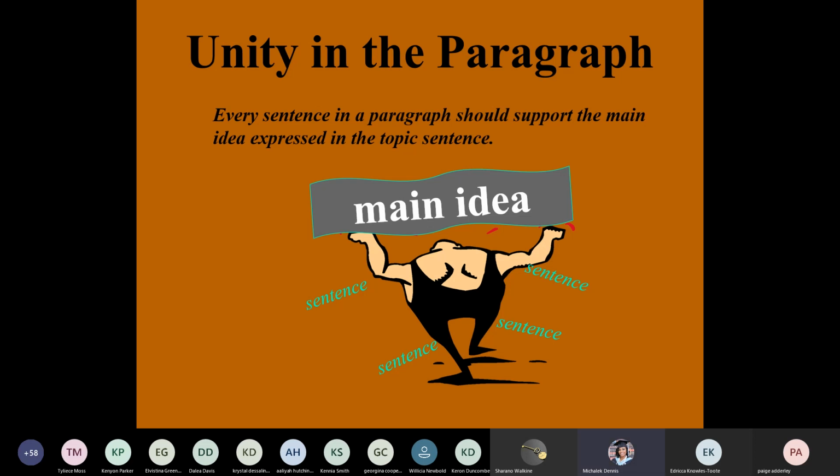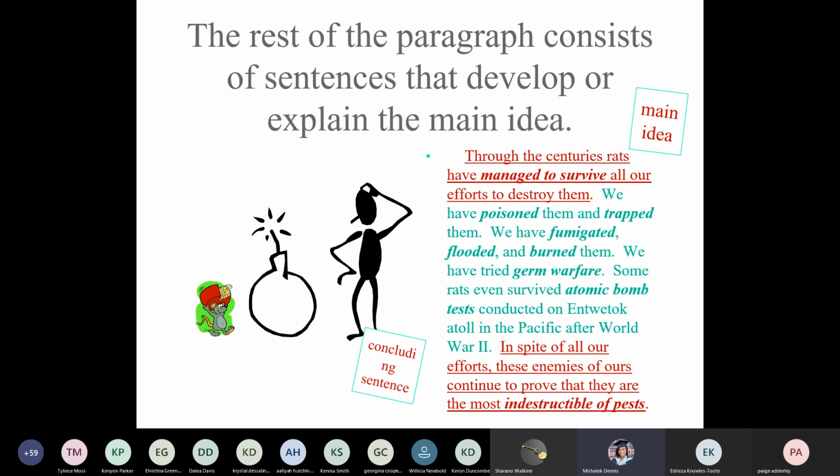Okay, so unity in the paragraph. Every sentence in a paragraph should support the main idea expressed in the topic sentence. I'm going to read that again, and I need you guys to listen. Every sentence in a paragraph should support the main idea expressed in the topic sentence. Let's go back to the slide we were looking at the first time.